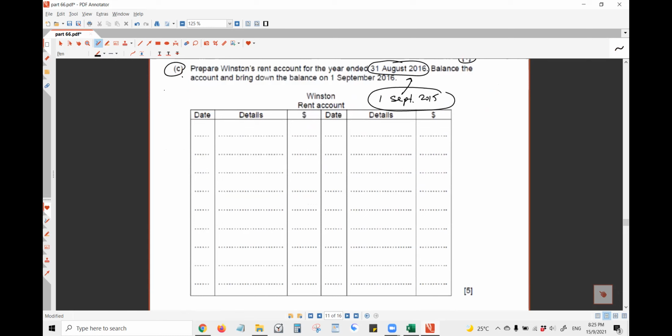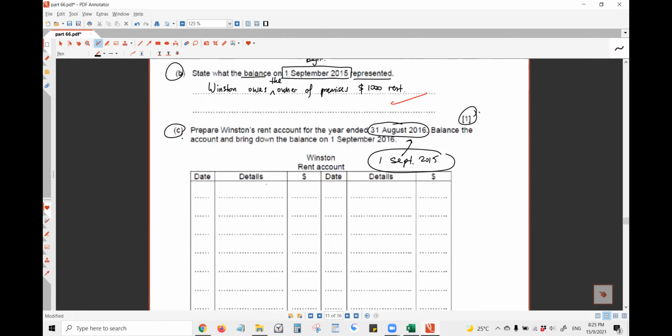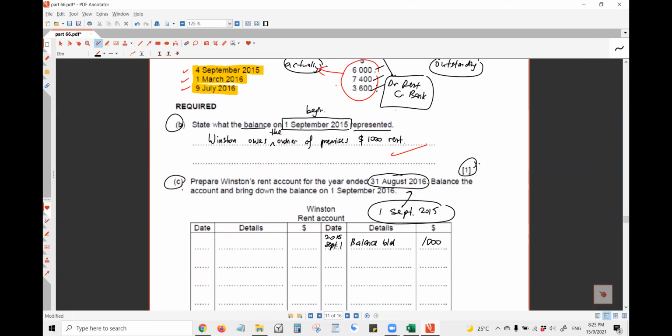Now let's do this. We start with the opening balance, 1,000. They have told us it should be on the credit side, so put it here. Balance B/D. Now write the date. I do it quickly. September 1st. Now the amounts you have actually paid: credit bank, debit rent, for the three amounts here, 6K, 7.5, 7.4, 3.6.